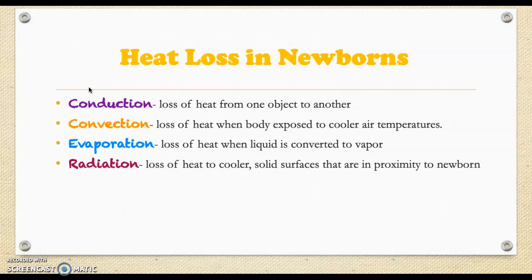And then evaporation. We take these babies right out of the womb. They're nice and wet. We dry them as quickly as we can because we don't want them to get cold just from the amniotic fluid. Also, when we give babies baths, we are going to check their temperature before, try to maintain their temperature throughout, and then check their temperature right afterwards so we know that they haven't had heat loss, that's detrimental to them.